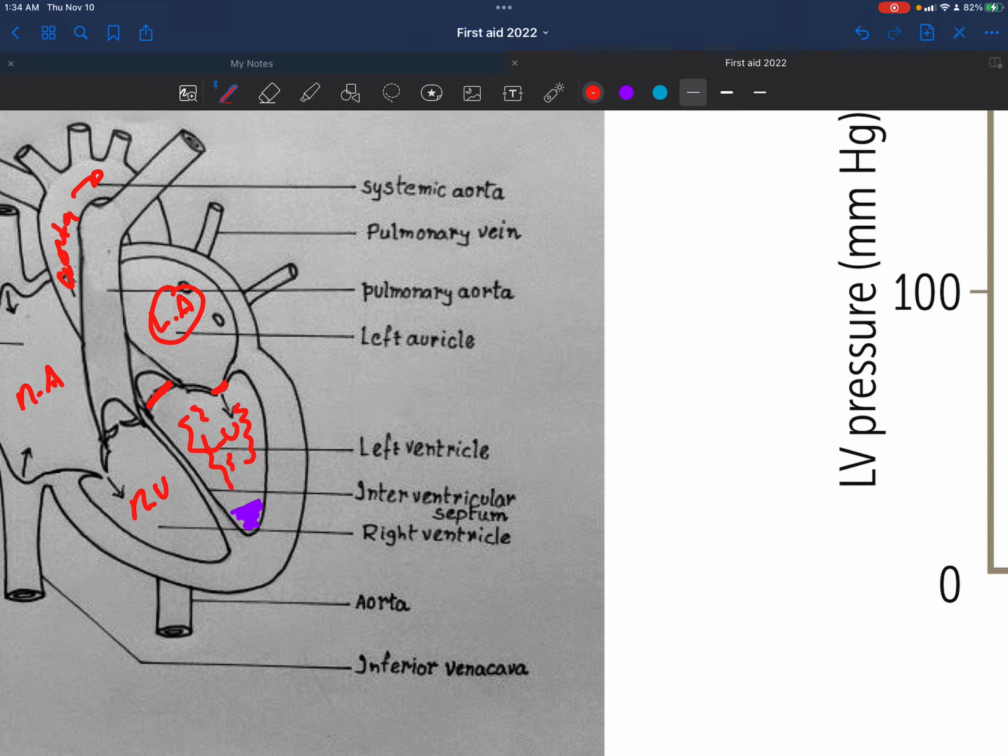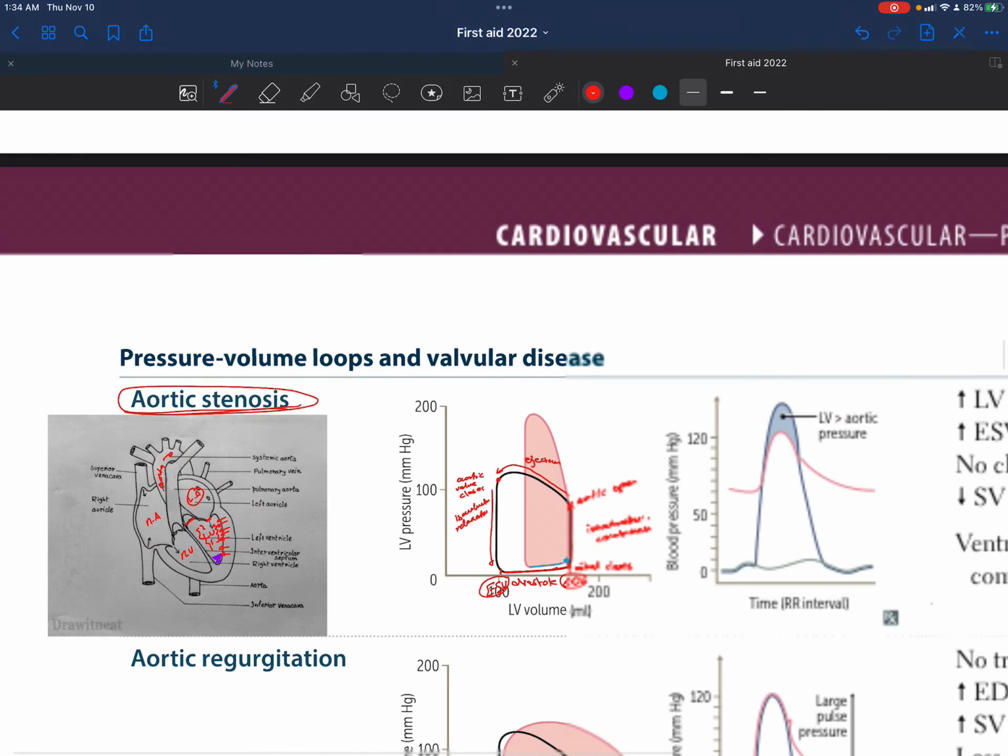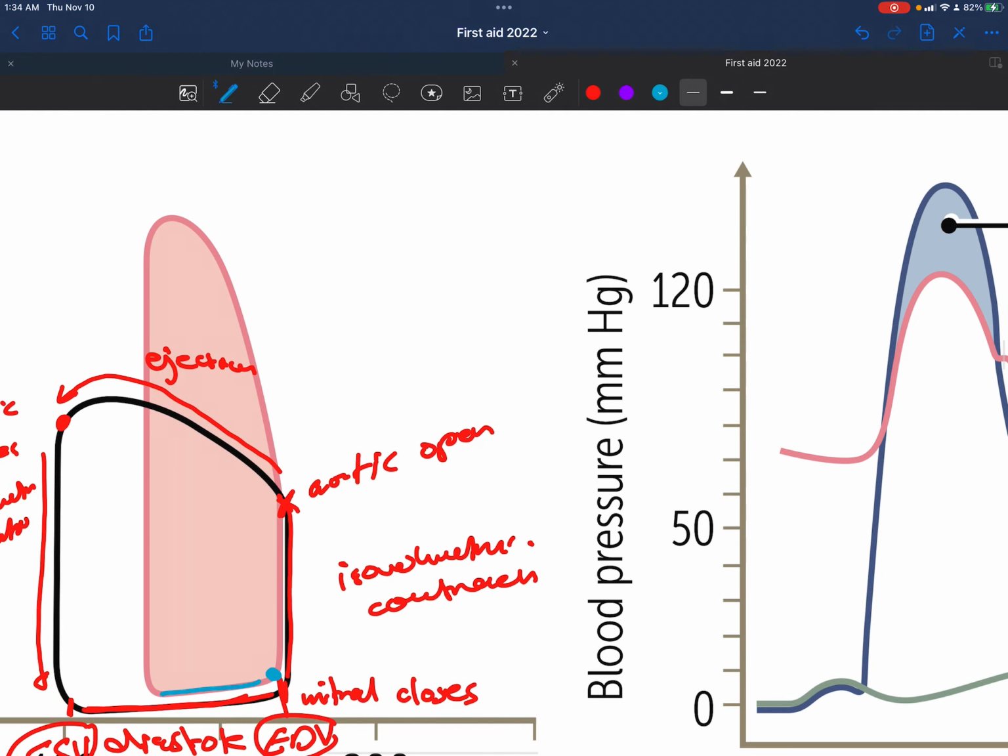So before pushing, before opening the aortic valve, the left ventricle needs to do the isovolumetric contraction in order to increase the pressure within the left ventricle to push open the aorta. This isovolumetric contraction is going to last longer than expected. The blue color is the diseased process, during the aortic stenosis.